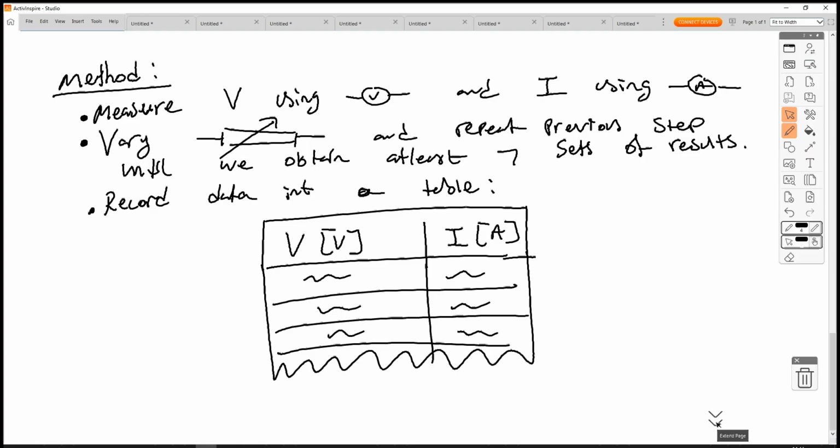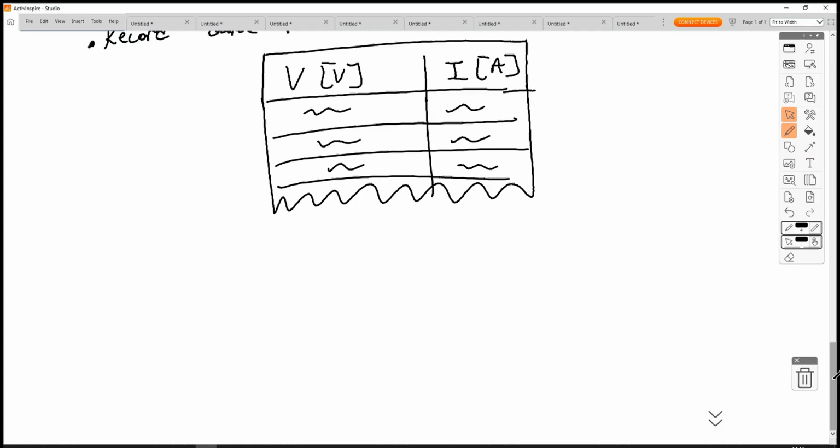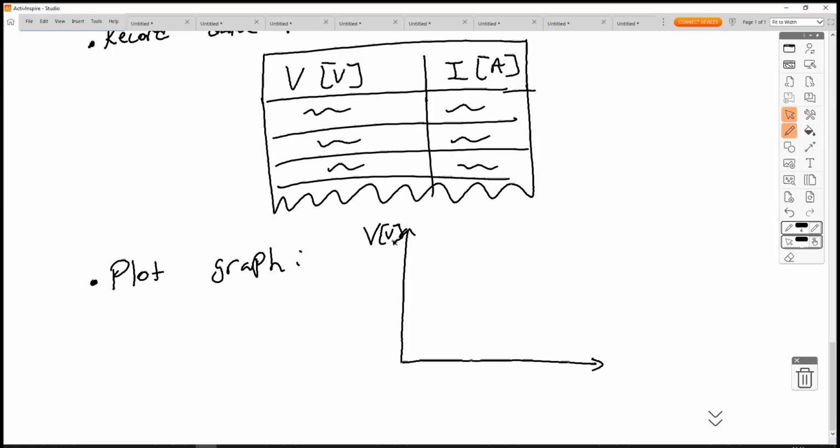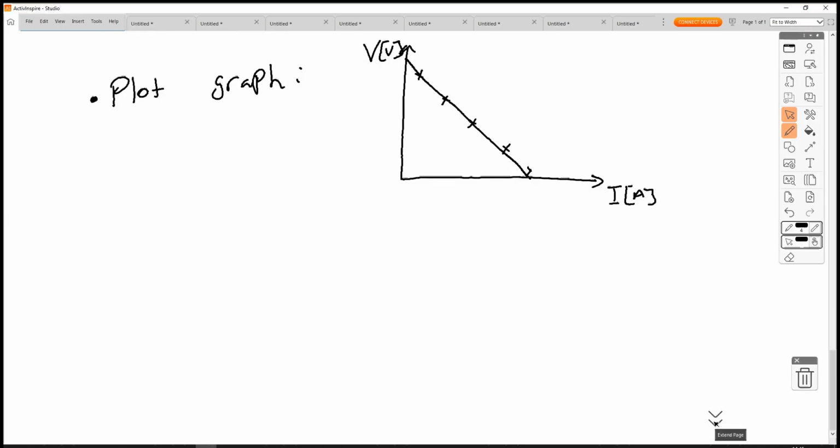Next, we plot a graph. So when we plot our graph, we put V measured in volts on the y-axis, I measured in amps on the x-axis, and our results should look something like this. So you plot a straight line. Then we do our usual triangle. So you've got the delta x and the delta y. And I'll just write in here, draw line of best fit.